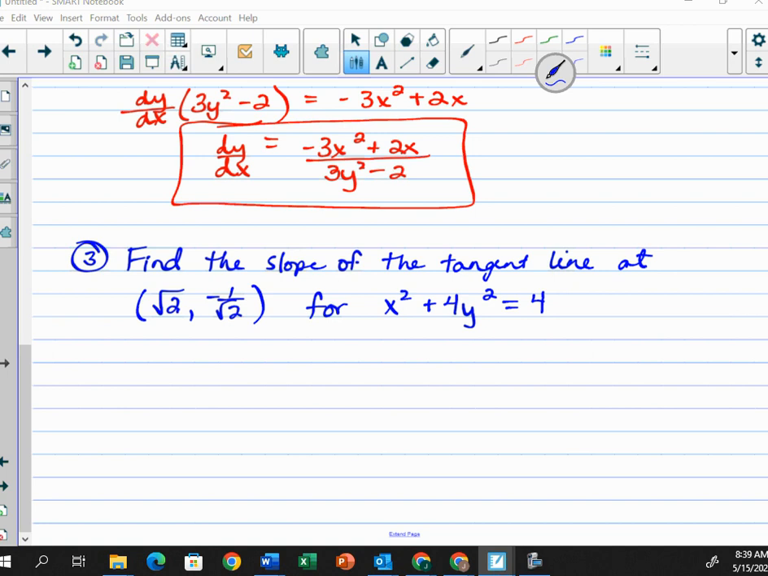So guys, if I'm asking for just the slope, what kind of answer should I get at the end? A number. Yes, I should get a number at the end, okay? Did we get a number? No, we're doing great.